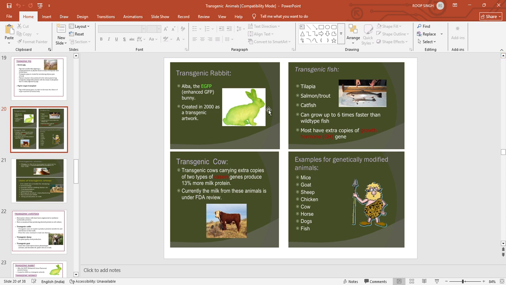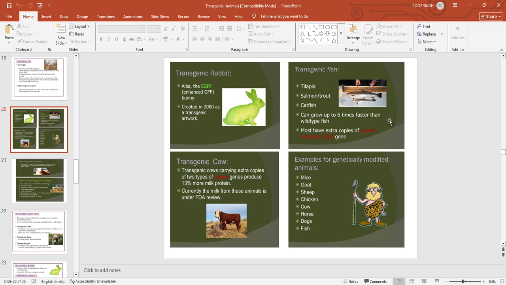Besides this, transgenic rabbit has been developed, in which green fluorescent protein has been introduced into the rabbit. Transgenic fish, tilapia, salmon, catfish, have been made transgenic now by introducing the growth hormone gene. So they grow up to 6 times faster than the wild type. So this is one transgenic fish.